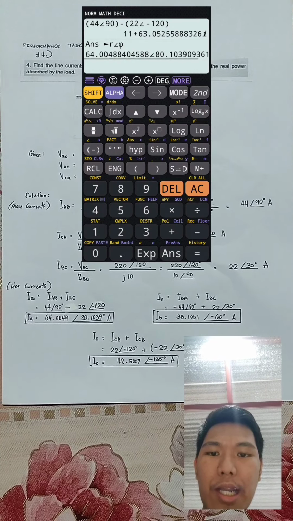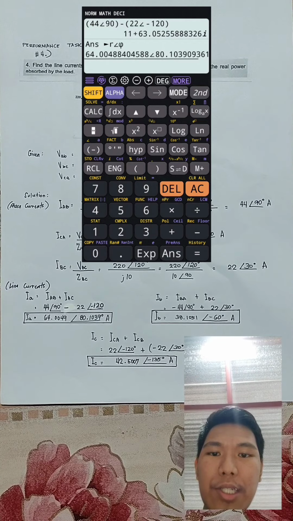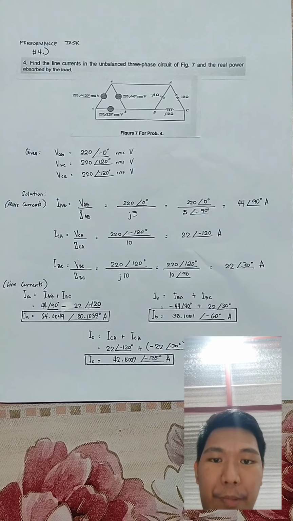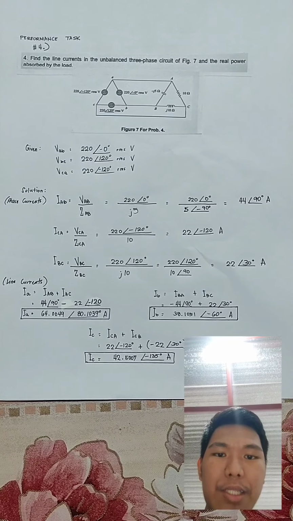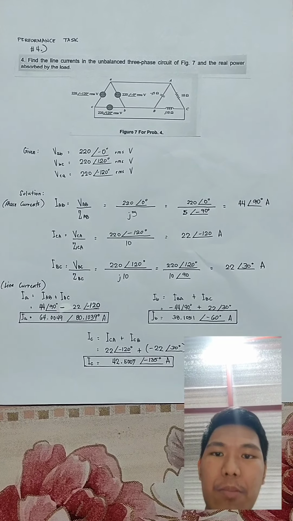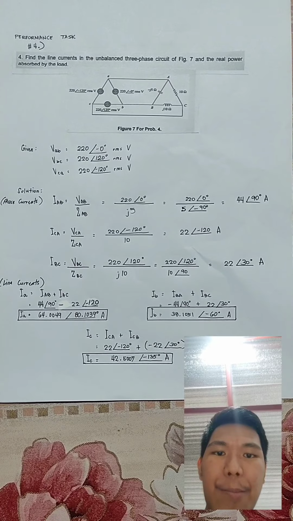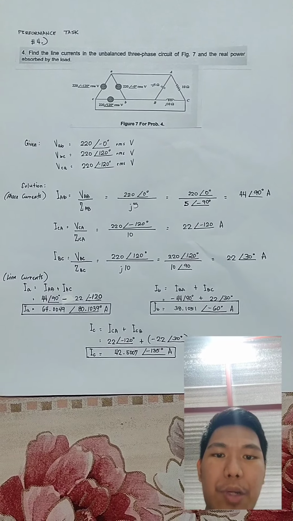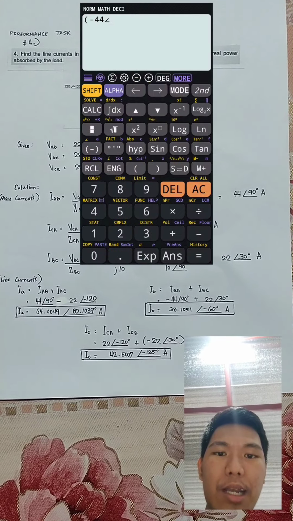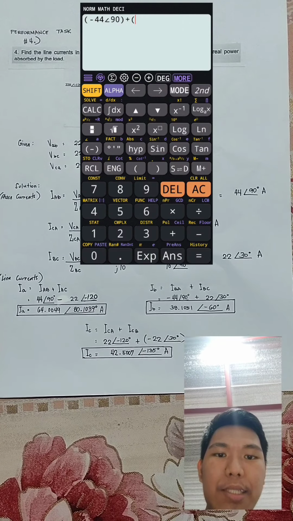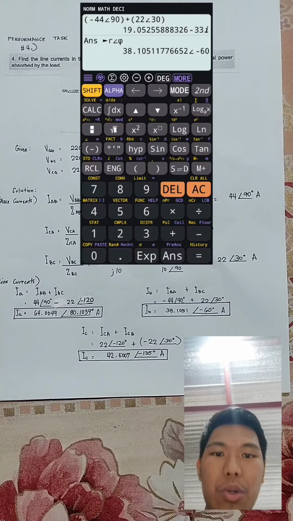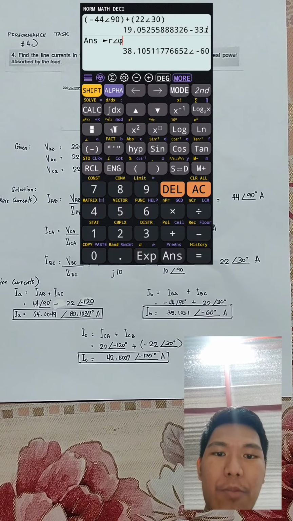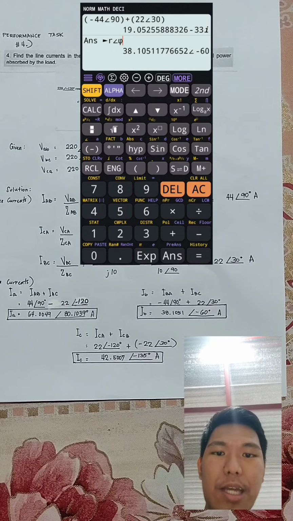64.0049 ∠ 80.1039 degrees ampere. For IB equals IBA plus IBC. IBA is the opposite of the IAB. IBA is equal to negative 44 ∠ 90 degrees plus 22 ∠ 30 degrees. IB is now equal to 38.1051 ∠ negative 60 degrees ampere.